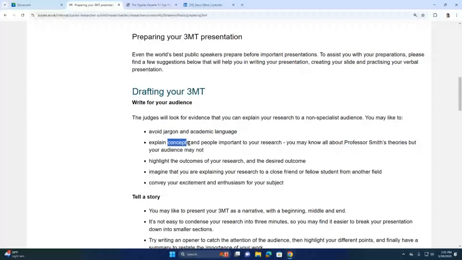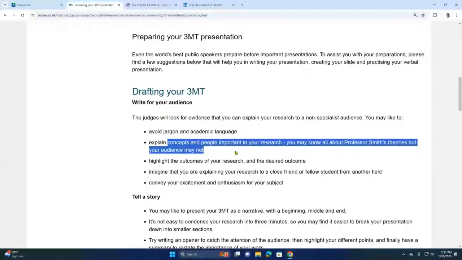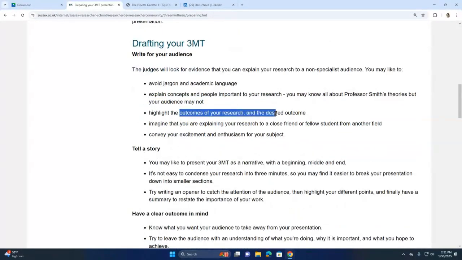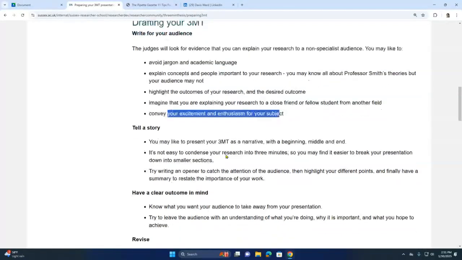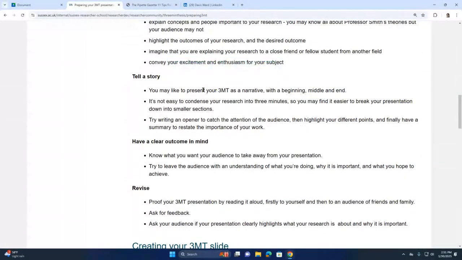It is provided by folks that, first of all, may not know your jargon or academic language. They may not know about all the theories and the background. What they're really interested in is what you're trying to achieve, the desired outcomes. And they really want to know why they should be excited and enthusiastic about your topic. So typically a 3-minute thesis is not reading your abstract. What you're trying to do is almost partly a sales pitch.